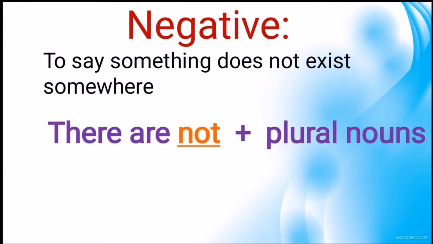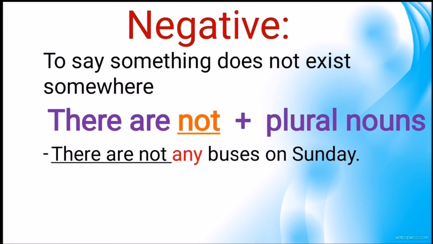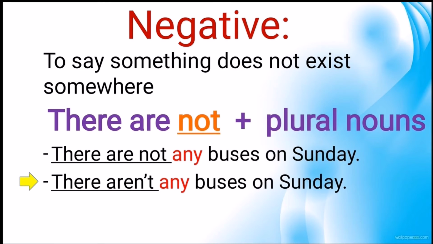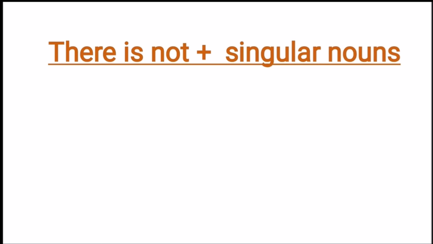We use there are not with the plural nouns. For example, there are not any buses on Sunday, or there aren't any buses on Sunday. Please notice that you just use the word any in negative or interrogative sentences. Now, let me give more examples of there is and there are in the negative.